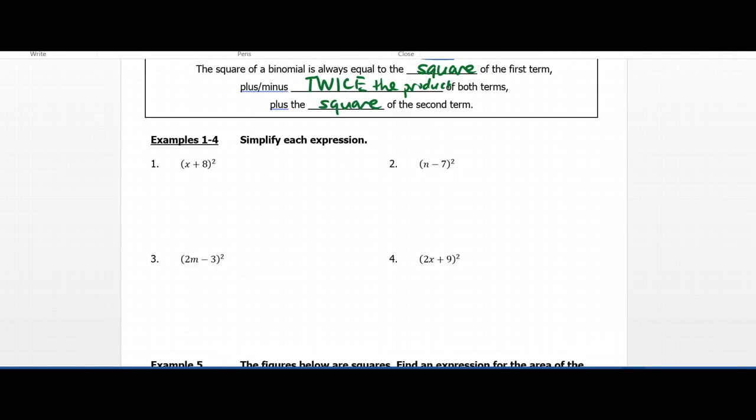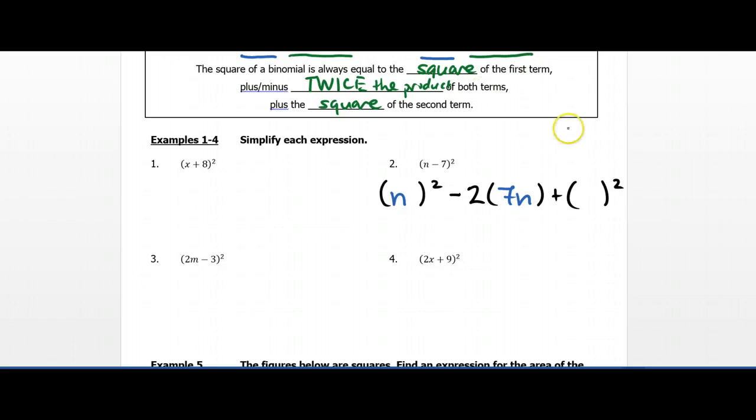So for number 2, we have the quantity n minus 7 squared. So my rule says, because this is a subtraction problem, the answer is going to be the first term squared minus twice the product of both terms plus the second term squared. Okay, so your first term is again x, or excuse me, in this case it's n. Your first term is n. The product of your two terms, n and 7, would just be 7n, and then your last term is 7. So the answer to this would be n squared minus 2 times 7n is 14n plus 49.